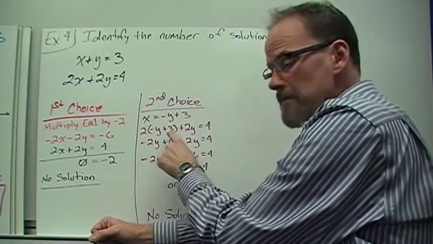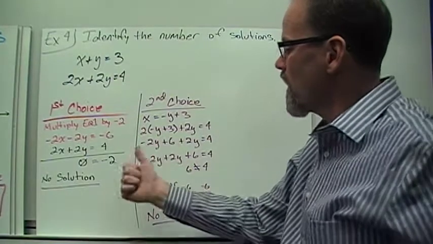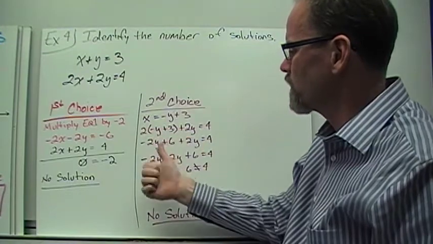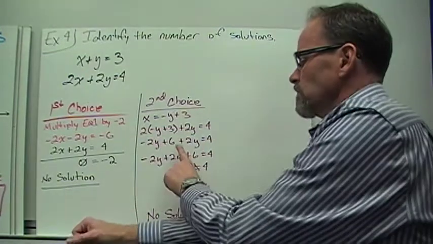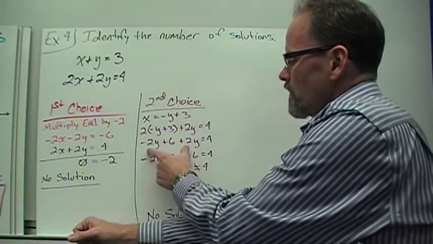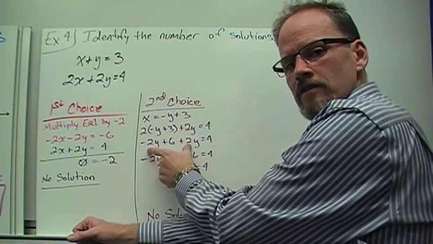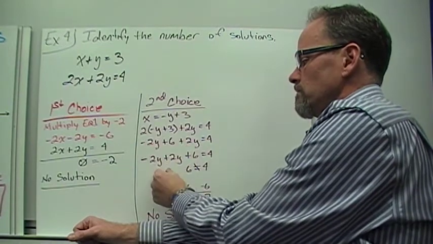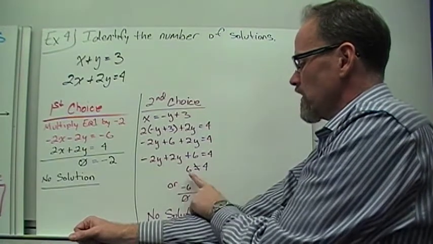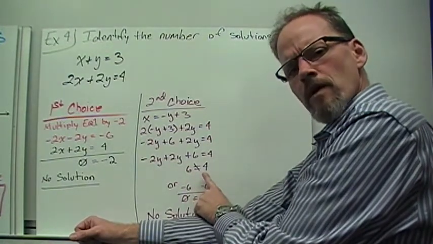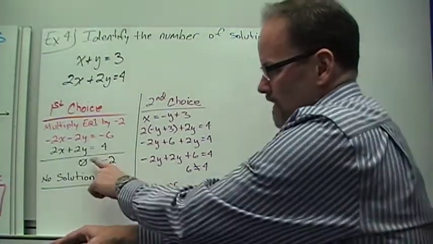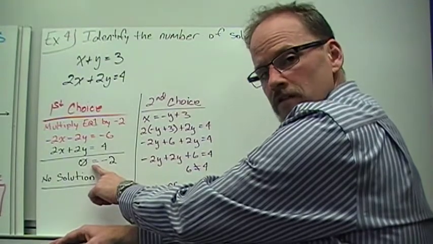Distributive property right here, 2 times -y, -2y, 2 times +3, +6, and bring the 2y down for equals 4. Notice I got a +2y and a -2y here. I'm going to take these guys, combine like terms, bring them together. They cancel out, leaving me with a 6 equals 4. Obviously, that does not work. That's also a false statement. That, on the first side, that was a false statement.